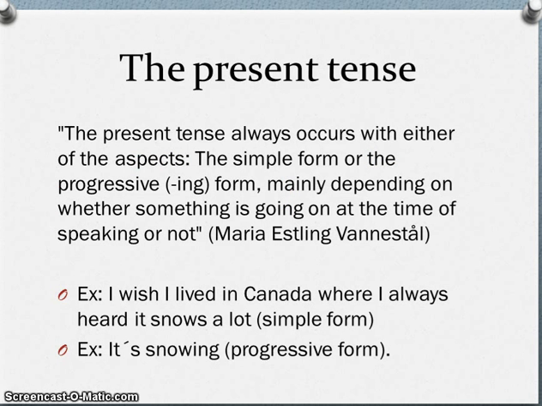The present tense always occurs with either of the aspects, the simple form or the progressive forms, mainly depending on whether something is going on at the time of speaking or not. For example, a simple form is I wish I lived in Canada, where I always heard it snows a lot. Snows is a simple form, and the progressive form is it's snowing, happening right now.